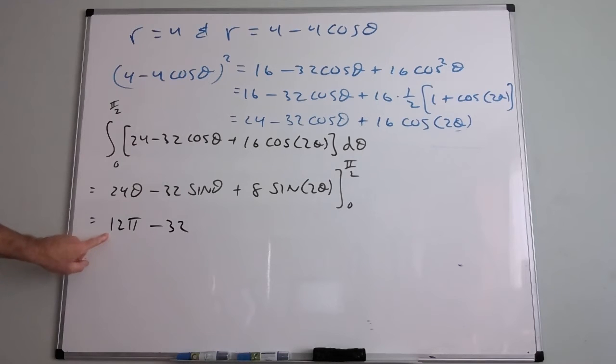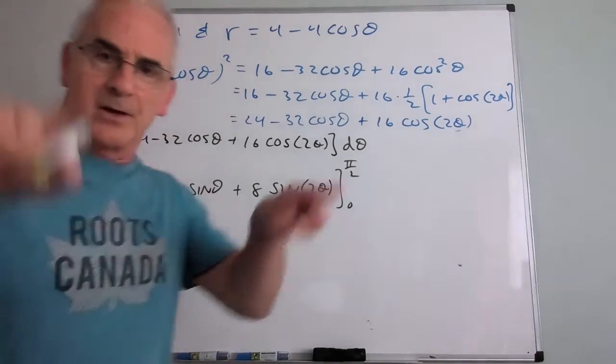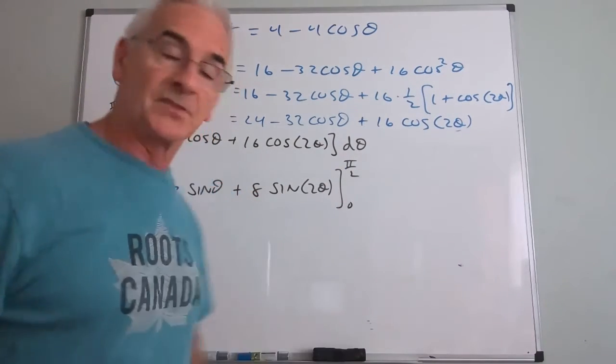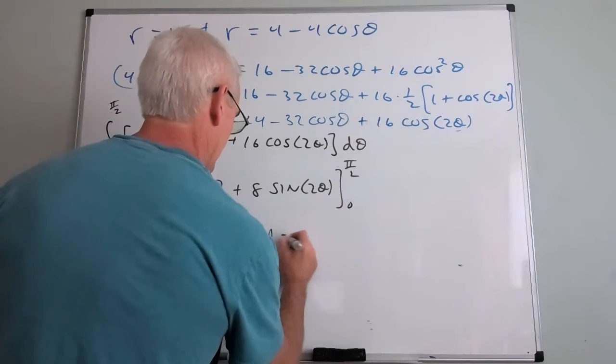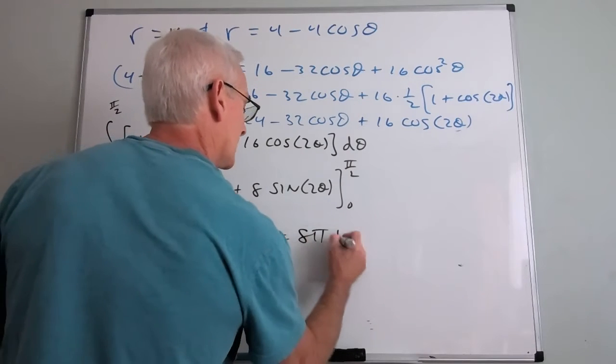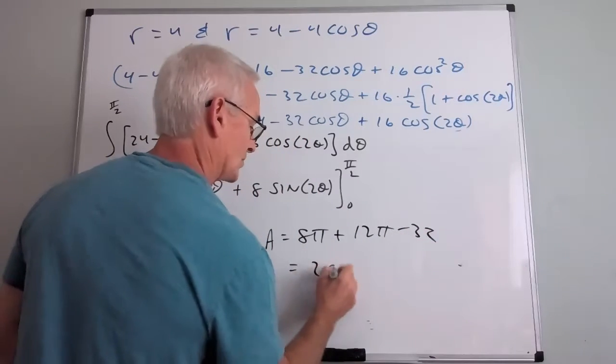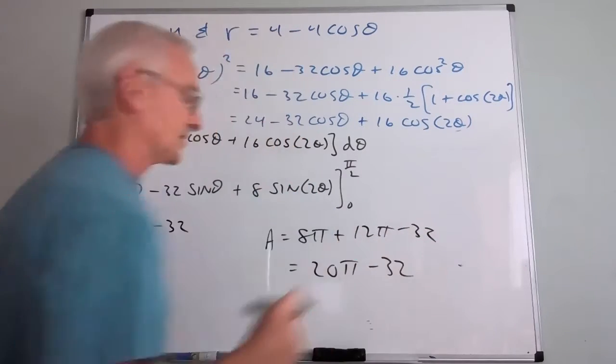Okay. So at this point of the game, is this my final answer? Well, not quite. This was the little pieces. I have to add to this then the semicircle. So the total area would be 8 pi plus this quantity, or 20 pi minus 32.